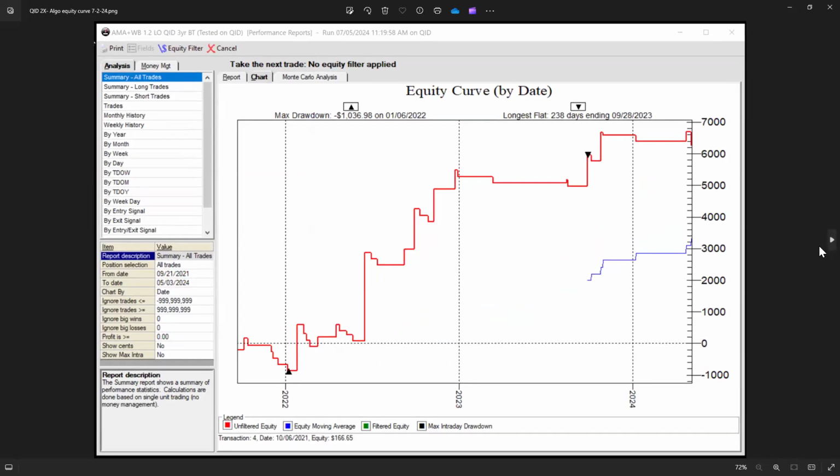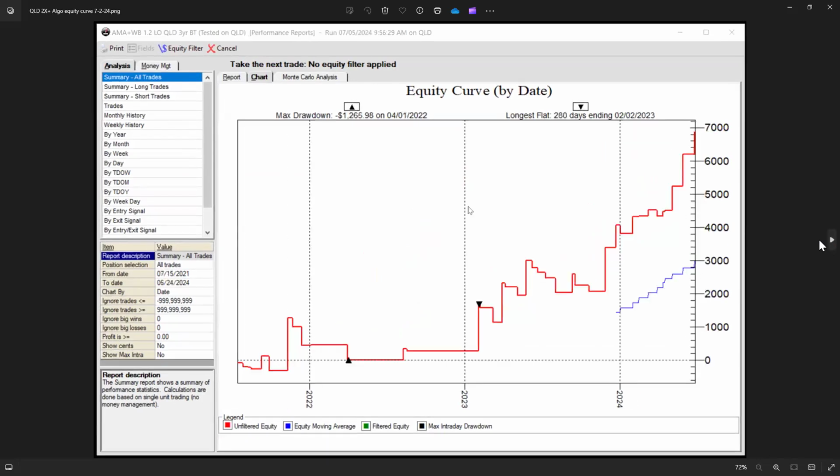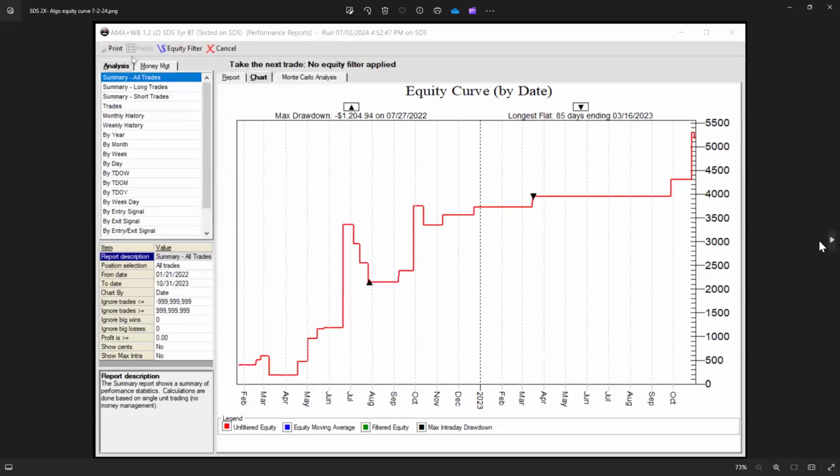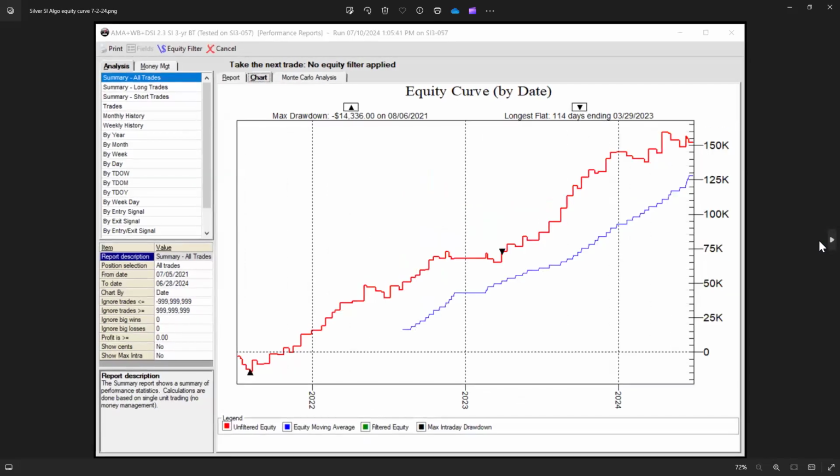This QID, that's a leveraged Qs. QLD, leveraged Qs. Pretty good on both those. Russell, not great at all. SDS, leveraged short S&P, pretty decent. Doesn't trade that much. This is the silver.